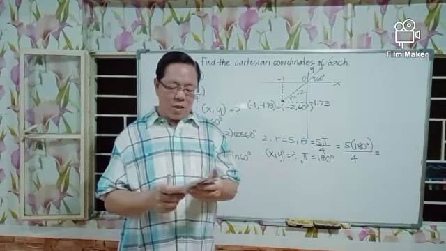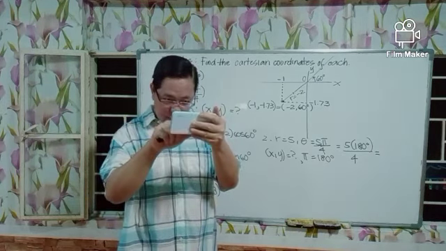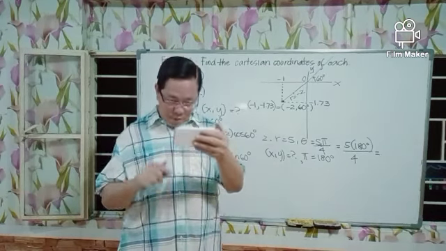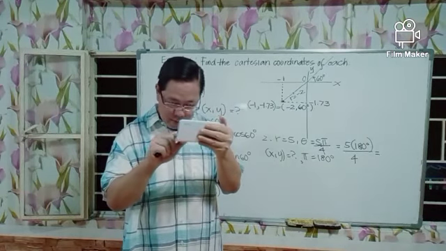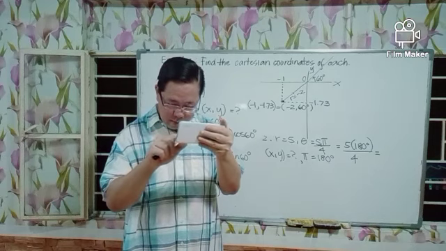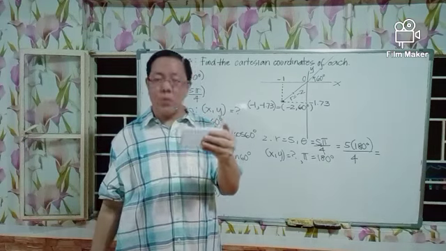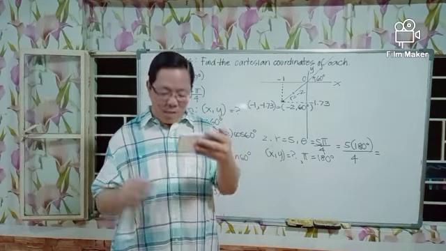And we use our calculator. Multiply 180 by 5 and divide by 4. And you should get 225 degrees.